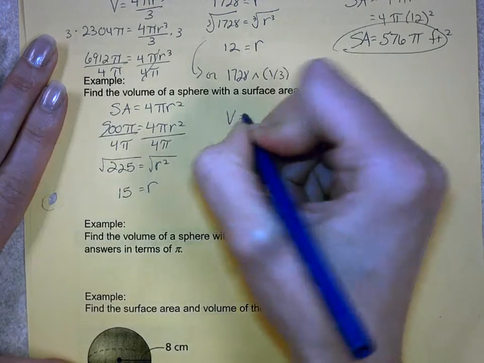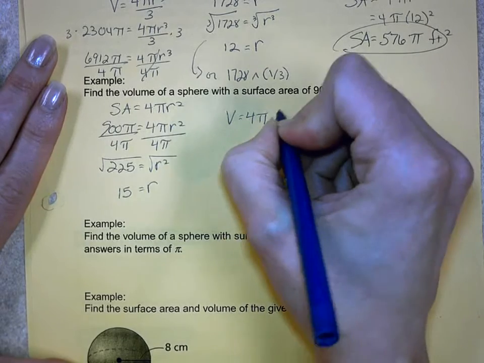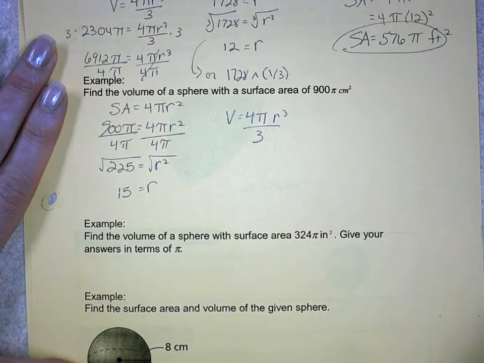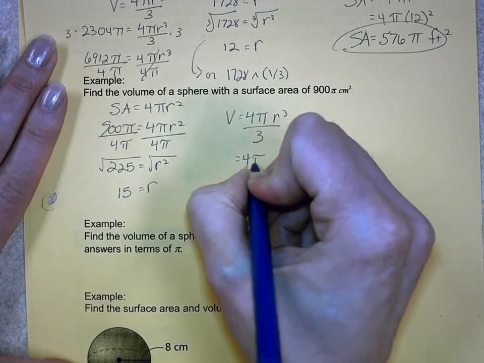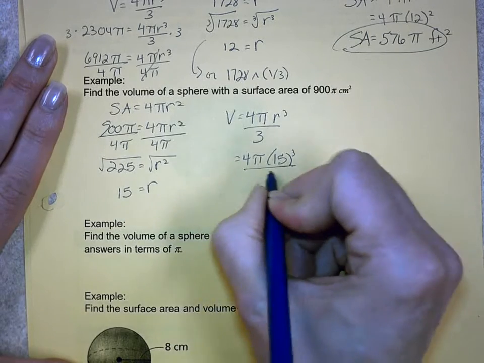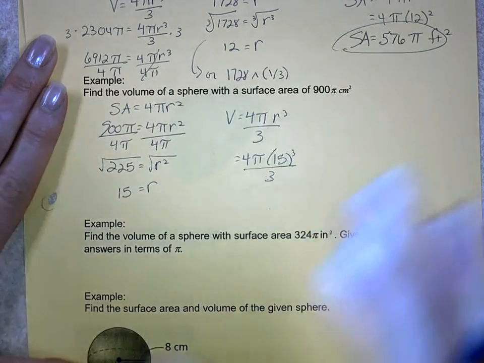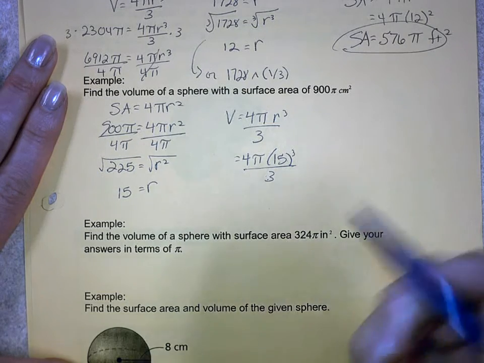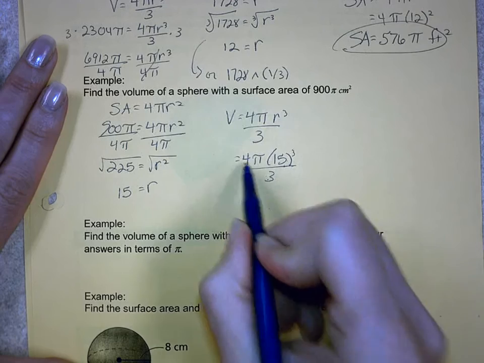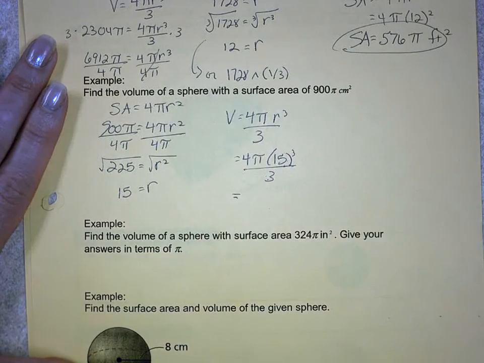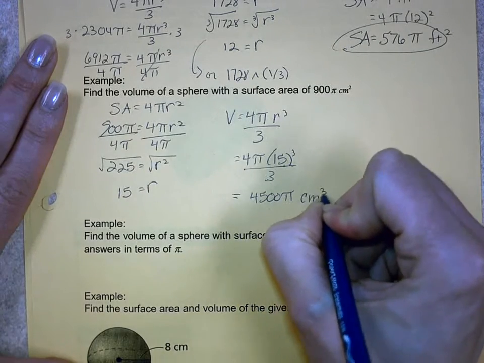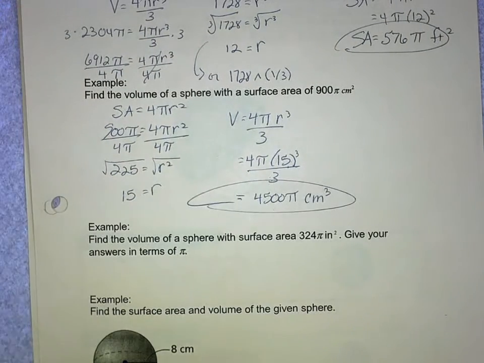Our volume is going to be 4 pi r cubed all over 3. So we just plug it in now. 4 pi, our radius we found to be 15, so we have to cube it, all over 3. Now again, remember 15 is divisible by 3, so we won't have to worry about having a fraction for my final answer. So we get 15 cubed times 4 divided by 3, and then I get 4,500 pi cubic centimeters. Kind of cool, isn't it?